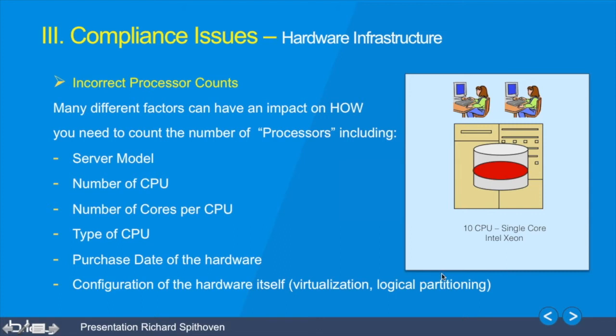If you look at, for example, the same example, you have two individuals making use of the database on a server, and the server has 10 CPUs, single-core Intel Xeon, as its hardware specifications. I think 8 out of 10 customers would say, oh, it's Intel Xeon, so the processor factor is 0.5, not realizing that the core factor table says for every single-core machine you need to apply a factor of 1 instead of 0.5. That makes a difference of 50% in the number of licenses they think they need for that environment, where in reality they need twice as many licenses.